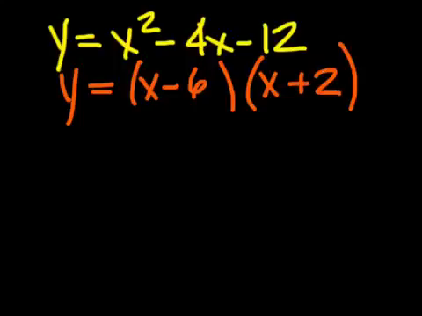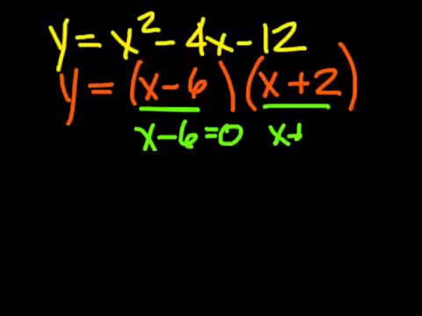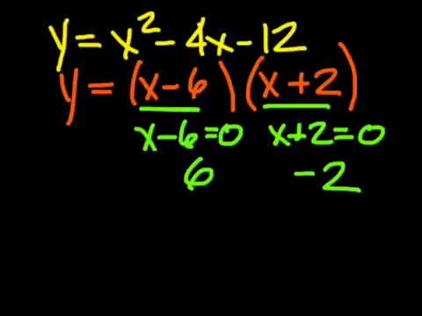Now when I go to solve that, what do I do to solve it? You do what with each one of these? Yeah, you set them equal to 0. So what's x equal in the first one? 6 and negative 2.